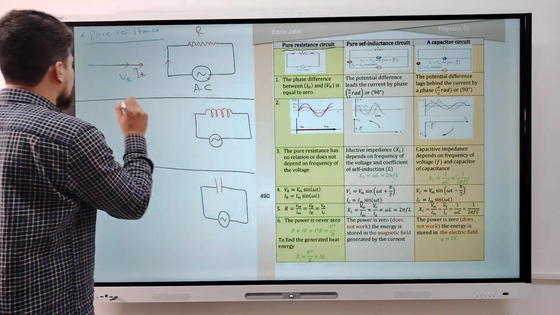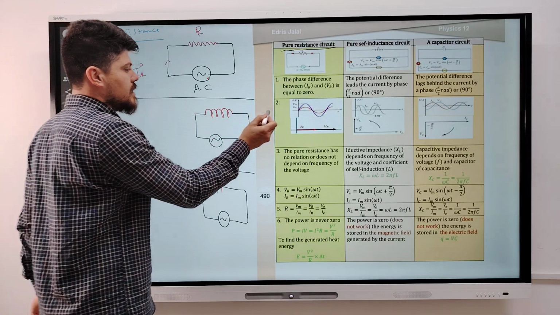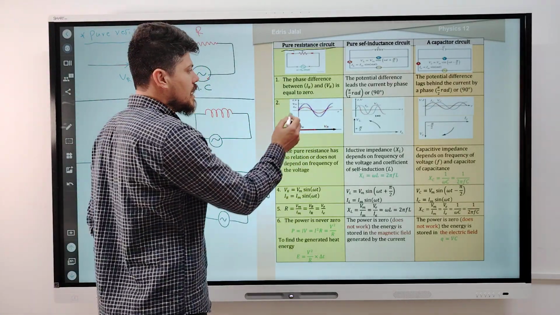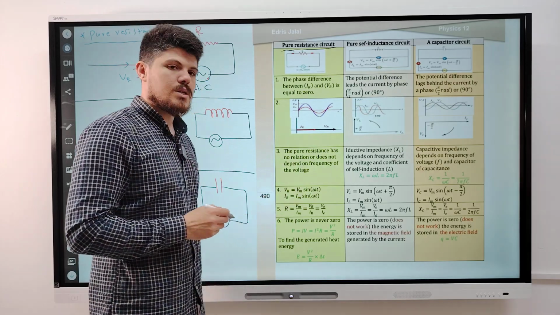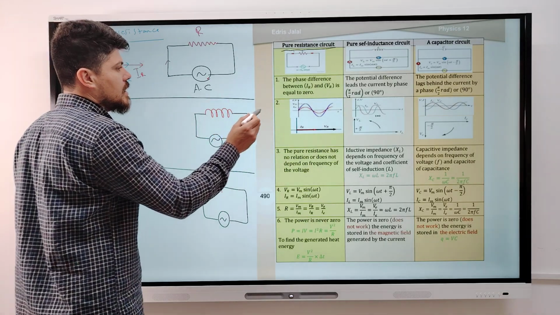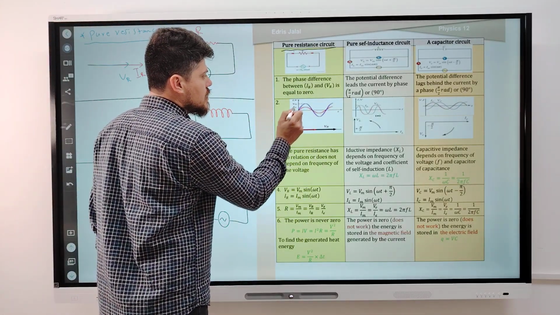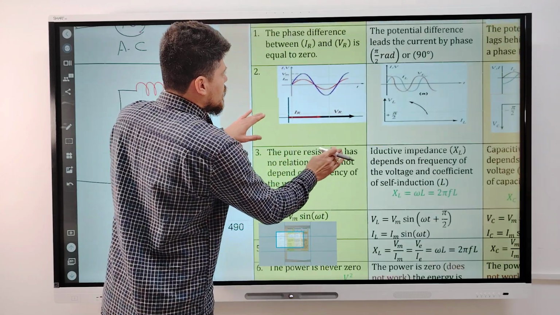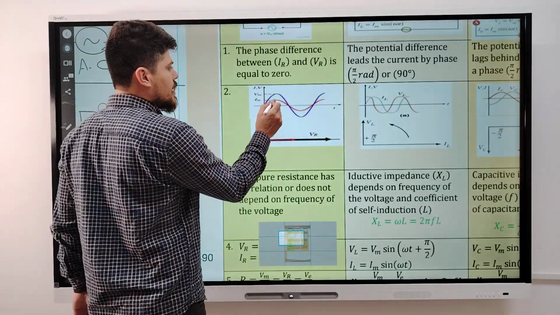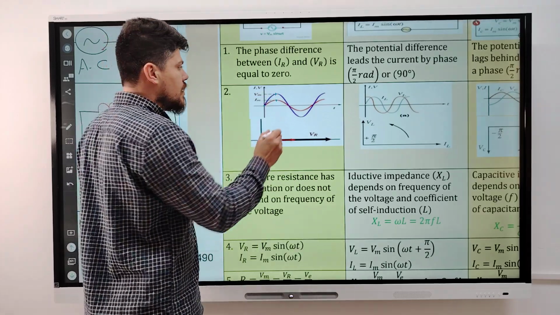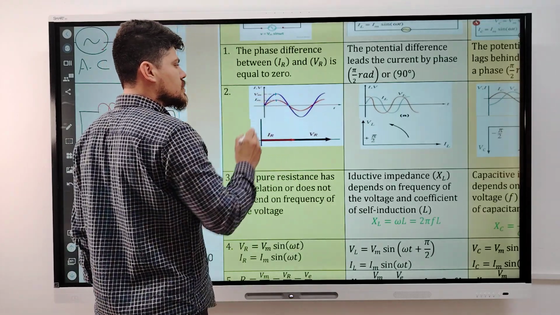Okay, so the phasor diagram should be like that. Look, the red curve is for the current and the blue curve is for the potential difference, as you can see in this figure. When the current is zero, the potential difference is also zero. Okay, look. When the current reaches maximum, the potential difference also reaches maximum. When the current is zero, the potential difference is also zero.